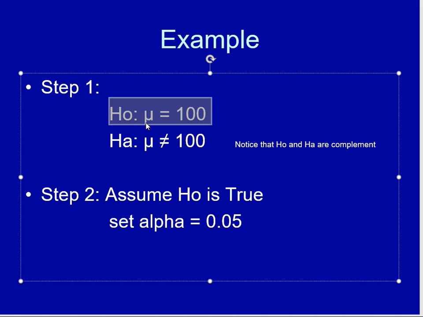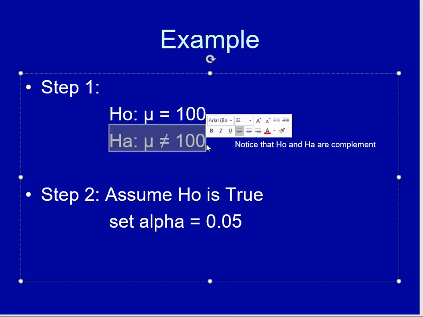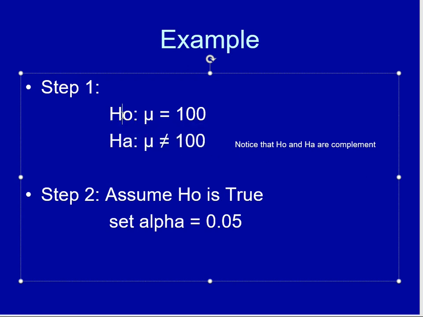is 100. But just in case this is not true, we're going to get ourselves ready by having an alternative hypothesis, and that alternative hypothesis looks exactly like the null hypothesis, except that instead of having equal, you're going to have not equal. Okay? And both are complements. So the reality is either the null or the alternative. That's it. There's nothing else.